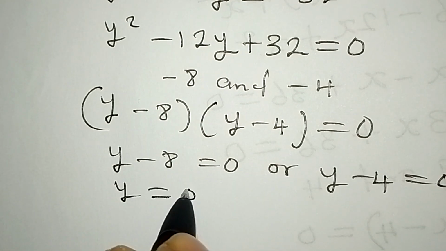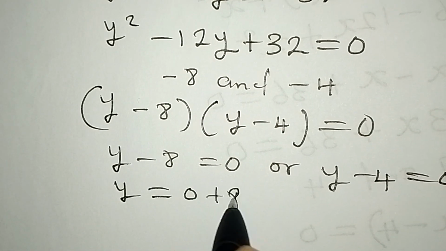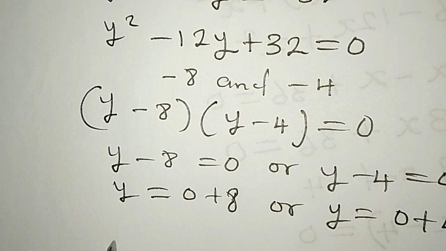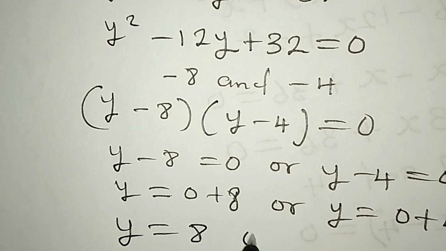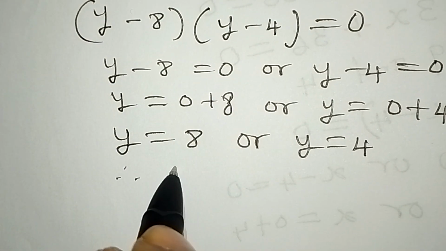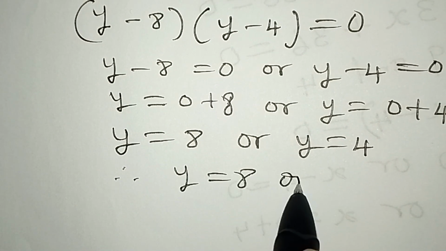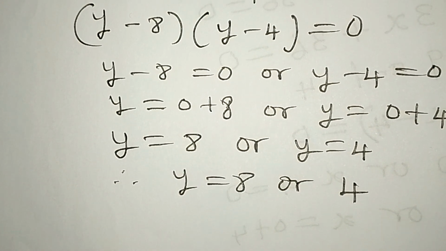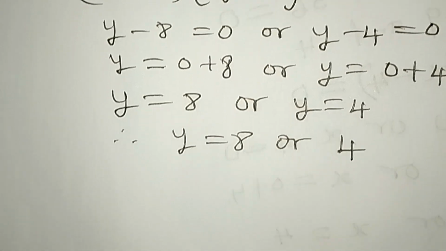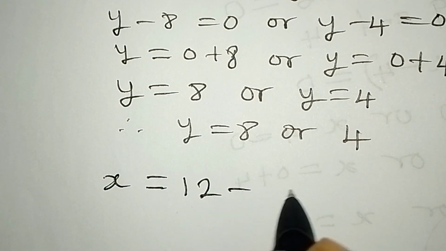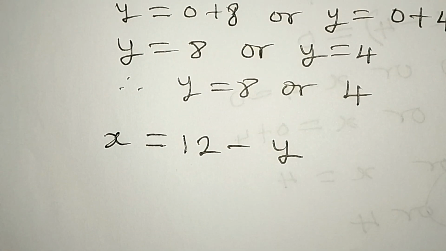y will be equal to 0 plus 8, or y is equal to 0 plus 4. So y from here remains 8, or y on the other side is equal to 4. Therefore, y is equal to 8 or 4. Now the next thing we're going to do is put this back into equation 3. Our equation 3 is x equals 12 minus y, if you can recall.